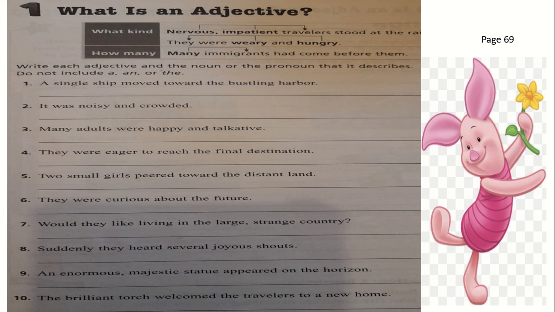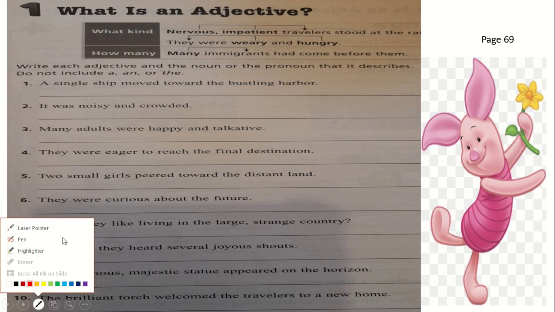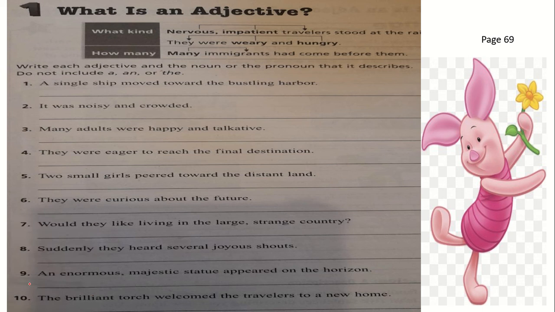It's on page 69. Write each adjective and the noun or pronoun that it describes, okay? So you have to identify the adjectives and the noun being described. Let me have a pencil, okay? We will use the red for the adjectives.